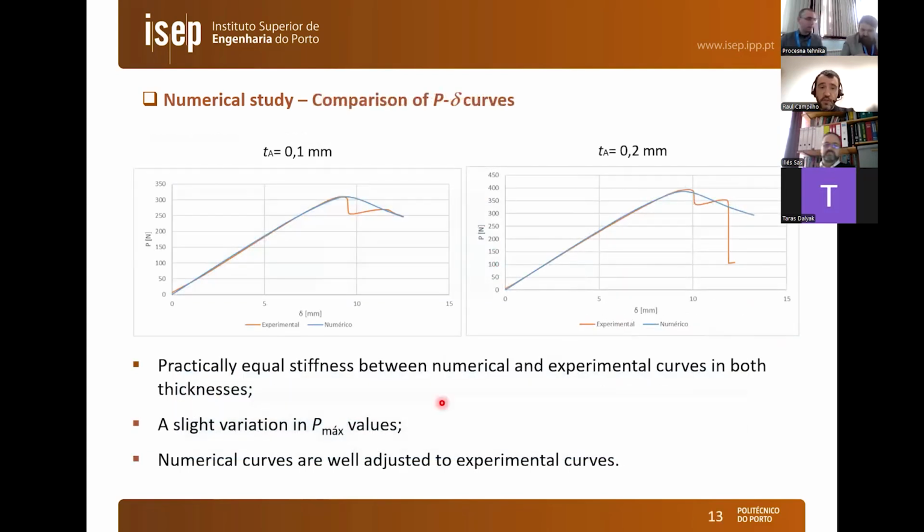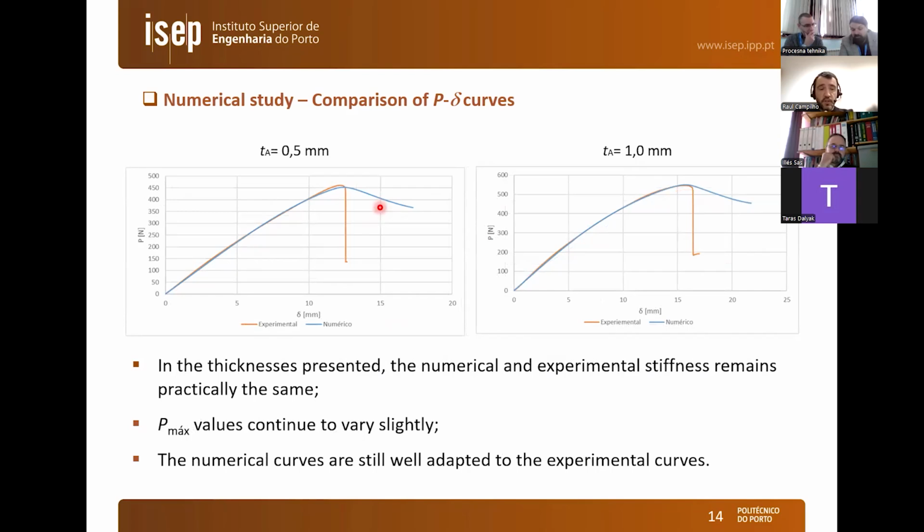These are the first results in which we compare the data. Here we compare the P-delta curves for 0.1 millimeter and 0.2 millimeter. We have made this analysis individually for each specimen, and we can see that, comparing the numerical curve with the experimental one, in both cases we have a good representation of the experimental behavior, although experimentally many times we had episodes of abrupt crack propagation, which of course does not occur in the numerical models.